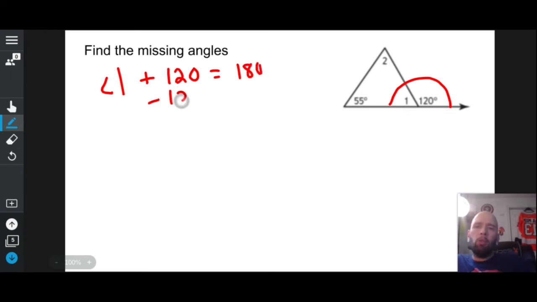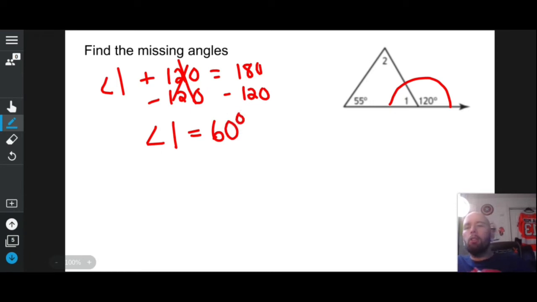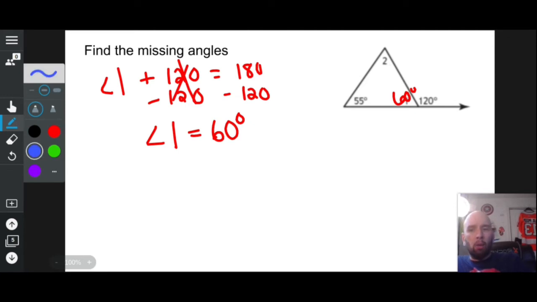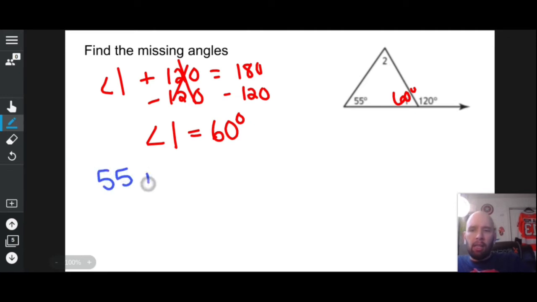If I subtract 120 from both sides, the measure of angle 1 is going to be 60 degrees. Not bad. So I can erase that and make it 60. Ooh, and now I have two angles within a triangle and a missing angle, which means 55 and 60 and angle 2 add up to 180 degrees.